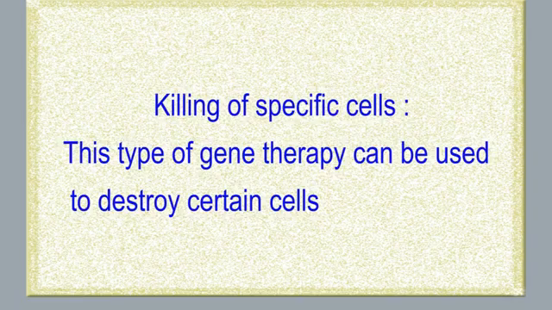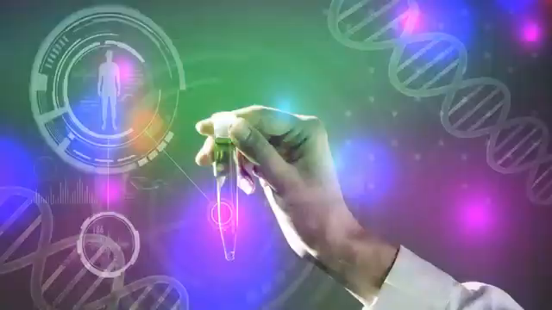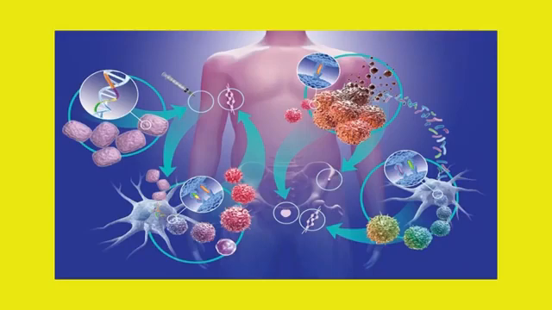The killing of specific cells. This type of gene therapy can be used to destroy certain cells. It is more suitable for cancer treatment, where the continuous growth of cells can be stopped by inserting a DNA segment which facilitates the death of the cells. This gene is termed the suicide gene, and the product of the gene will be toxic. The toxic protein can kill the cell.